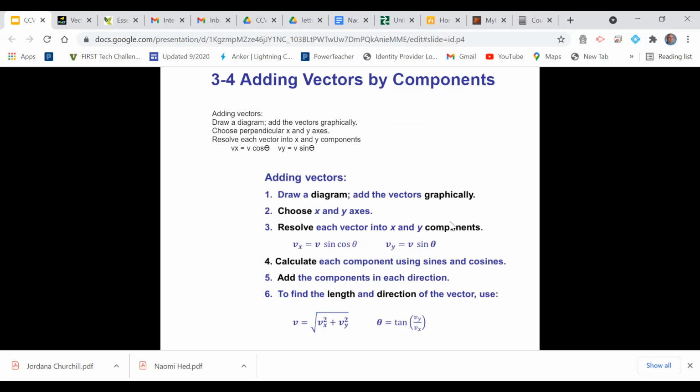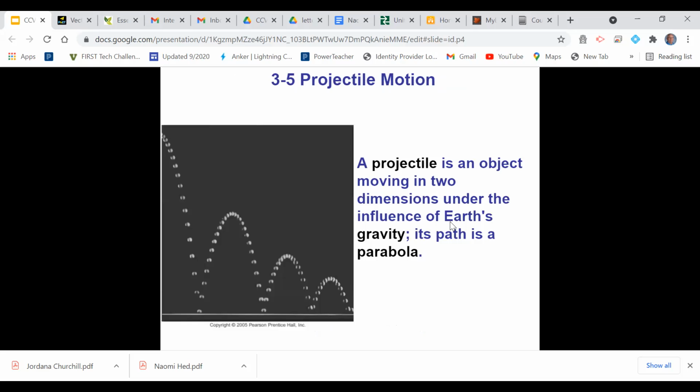Okay, so some tips. Draw a diagram, add the vectors graphically, choose X and Y axes, and resolve the vectors into their X and Y components. I'll show you how to do that. Then get the components, add the components, and then recombine into X and Y. So this is a nice slide. You might want to keep this one handy. Okay, the next video is going to walk through an example.